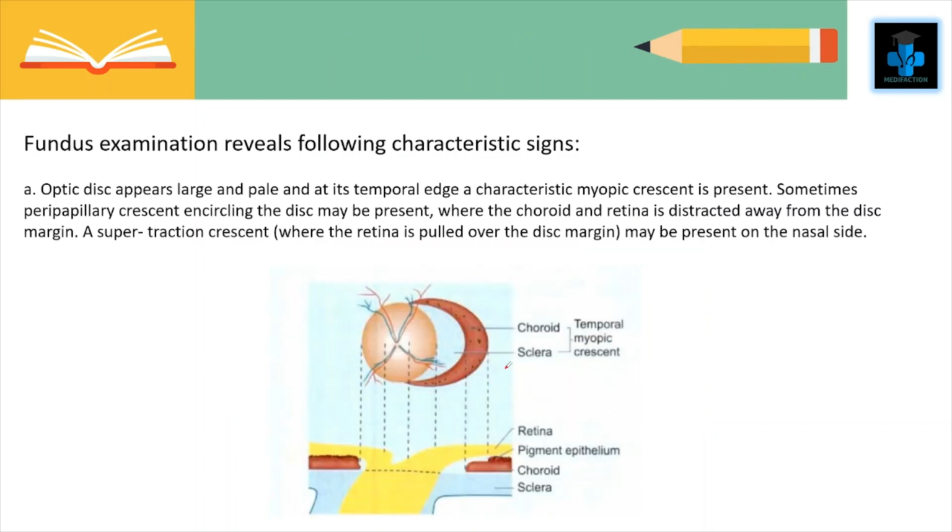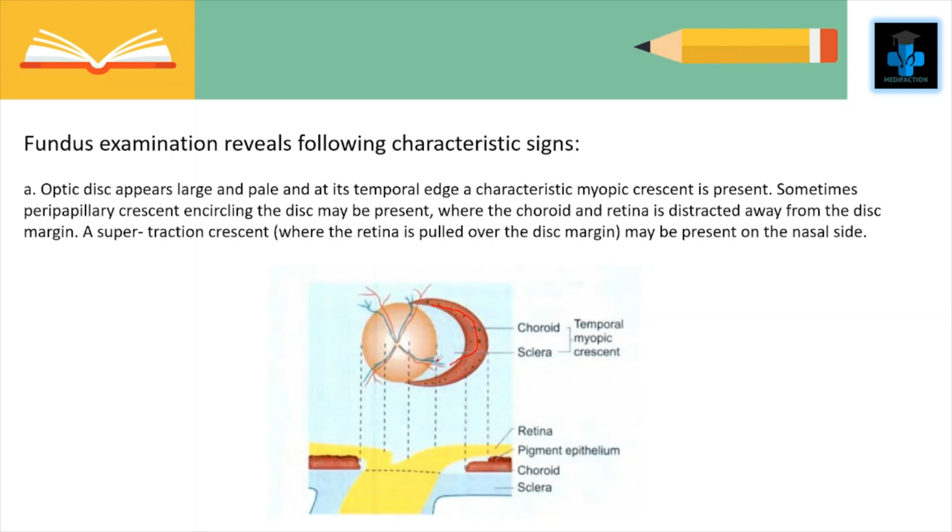So now let's learn about some of the fundus examination findings of this pathological myopia. First of all, the optic disc appears large and pale, and at its temporal edge there is a characteristic myopic crescent. Right here you can see a characteristic myopic crescent is present.